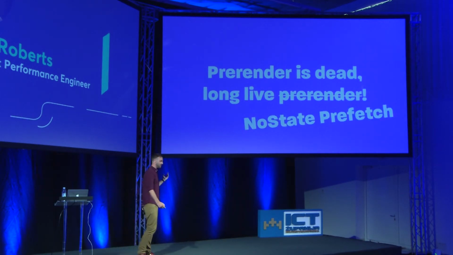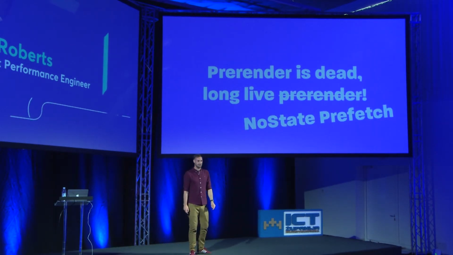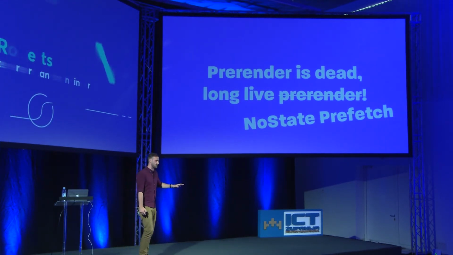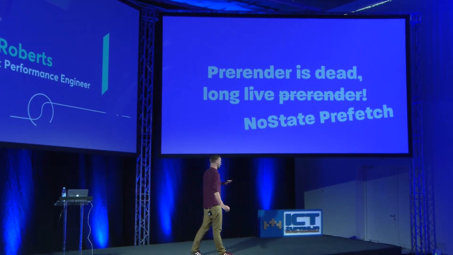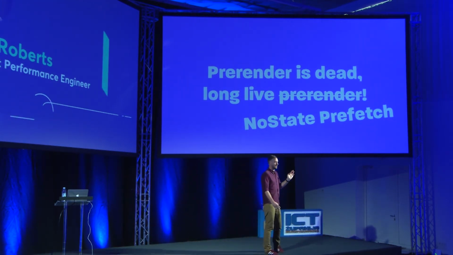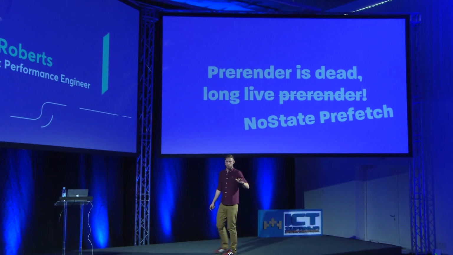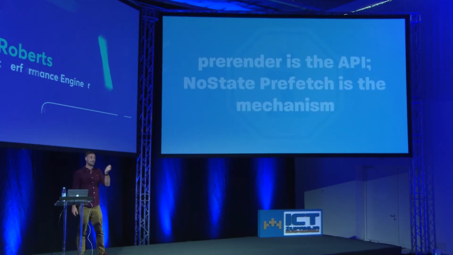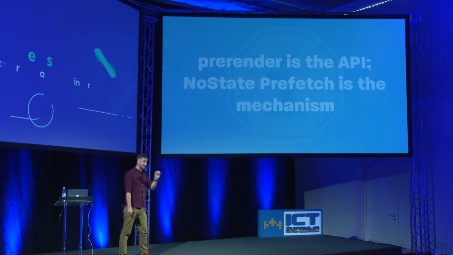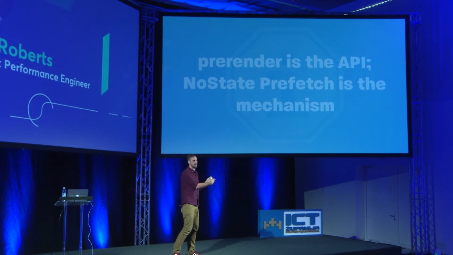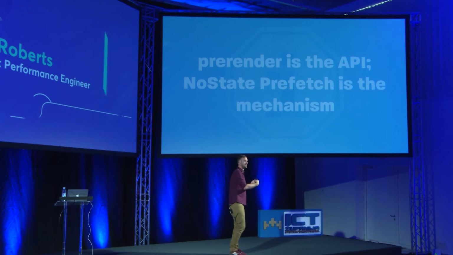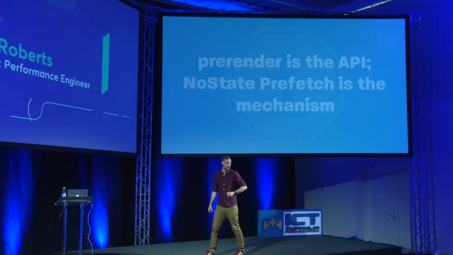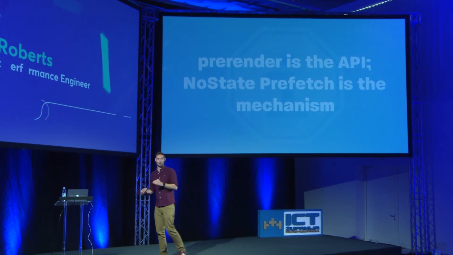Kinda, right? They brought it back, but they called it no-state prefetch. I told you it was a bit of a wild ride. No-state prefetch is nowhere near as cool a name, very unsexy name, but it is kind of a new mechanism behind prerender. What Chrome did is actually kind of smart. Prerender is still the API, so the syntax you type into your HTML is still link rel equals prerender because that gives us backward compatibility. Means that all the prerenders that people started building years ago will still kind of work without having to update any syntax. What changes now is the mechanism inside the browser isn't prerender anymore.